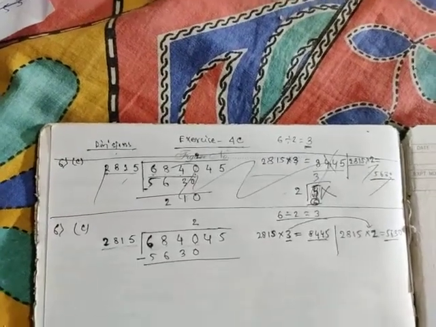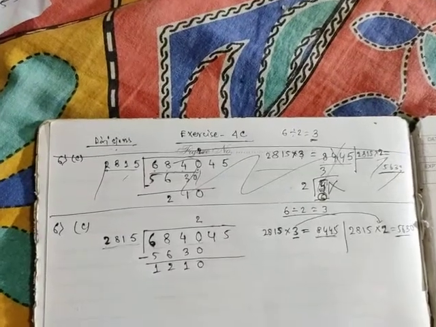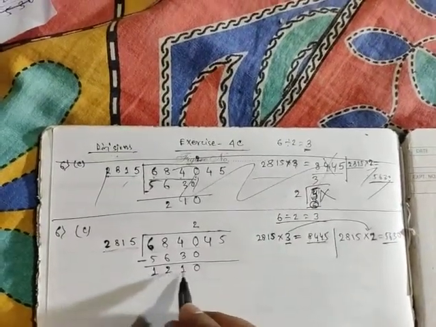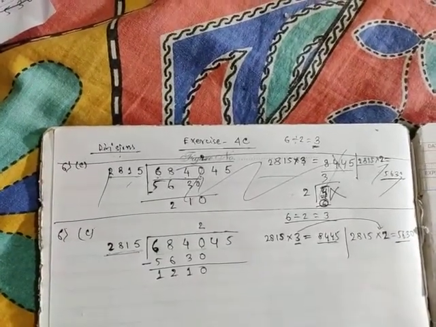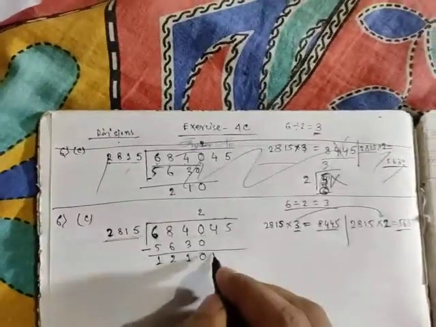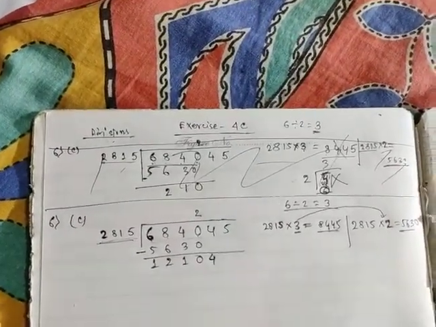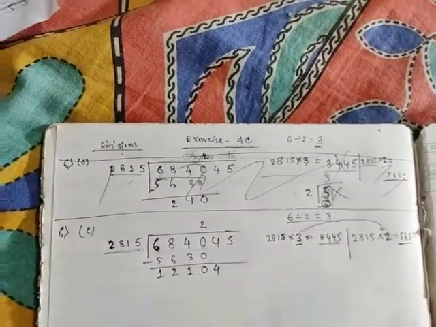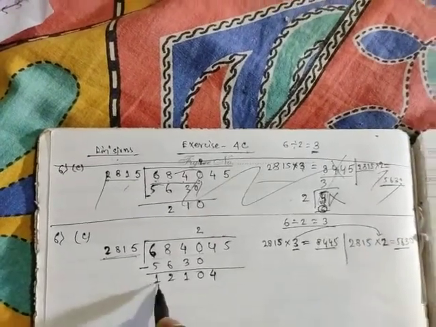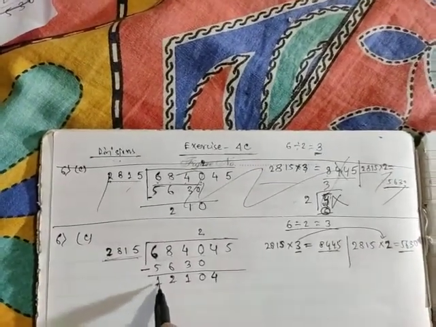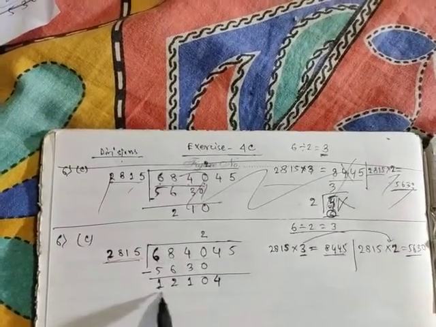Now subtraction: 0, 1, 2, 1. So 1210, this is smaller than this divisor. So here we bring down 4. That means bring down only one digit here. Next, check 1 2: one digit 1 is smaller than 2, so it is not possible. So now you have to take 2 digits.